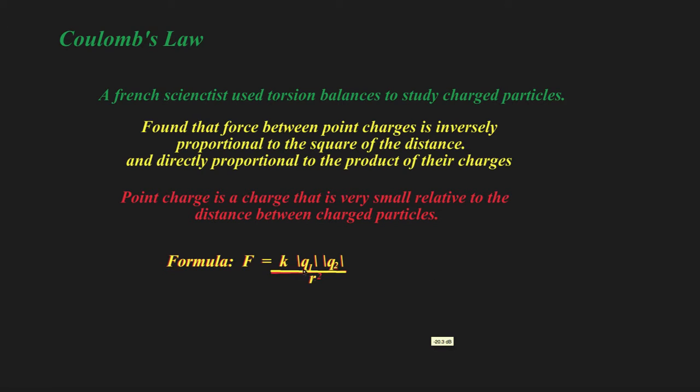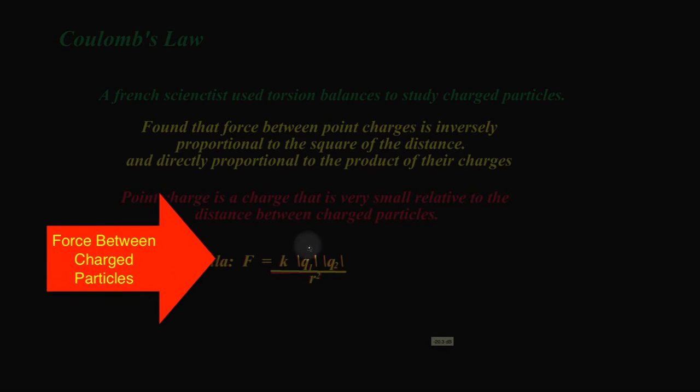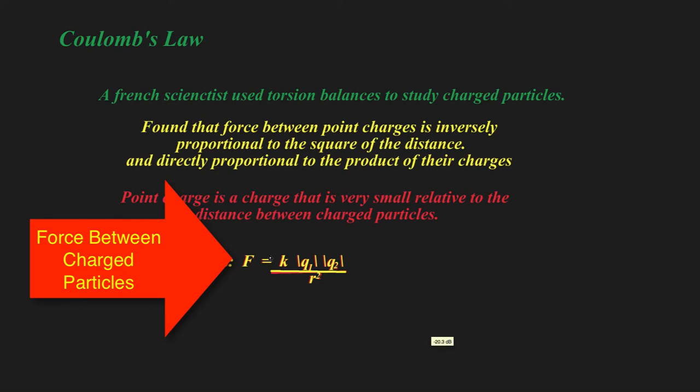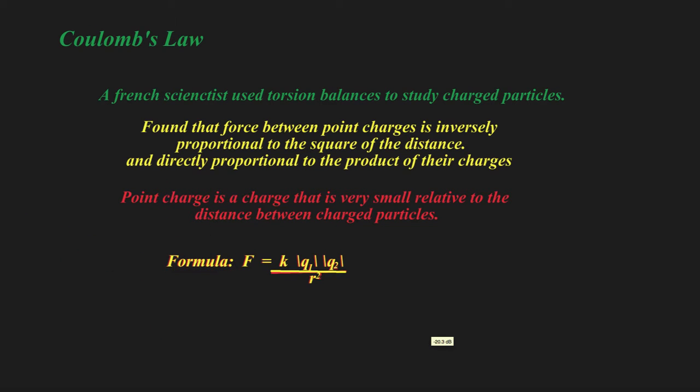The formula is this right here. The formula is F equals K, the constant of proportionality, times the absolute value of Q1 times the absolute value of Q2, over r squared. And this is going to be how you calculate the force between two charged particles, point charges, or more than two. We'll talk about that in a little bit.